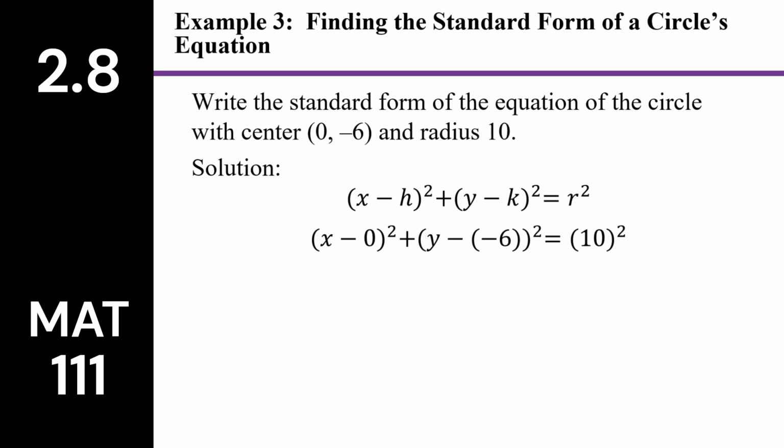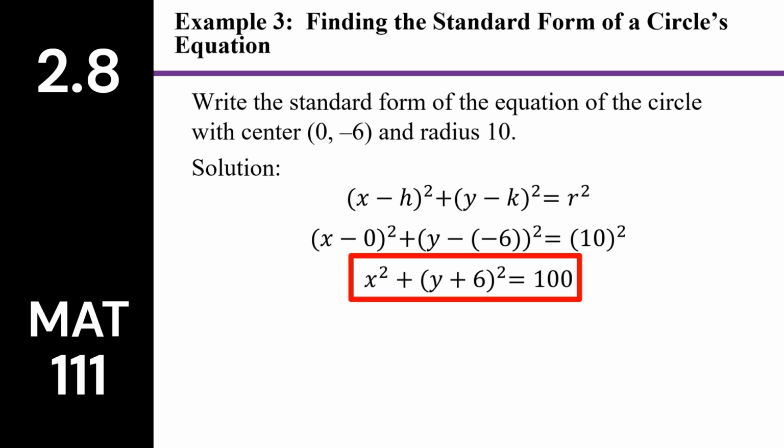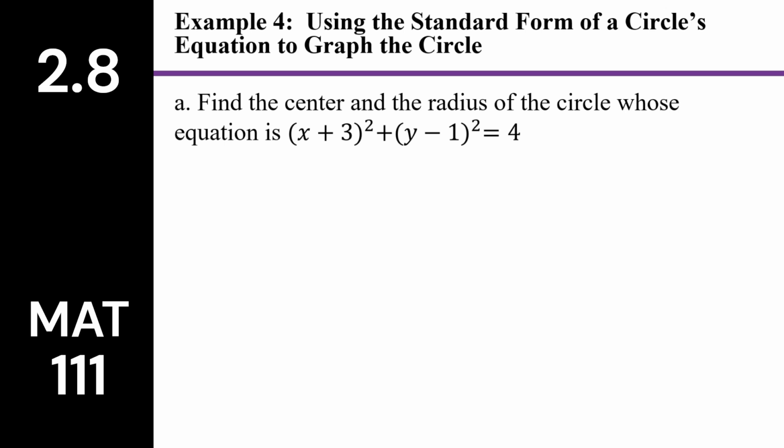We can do some simplifications. x minus 0 can simply be written as x, so that is x squared. y minus the negative 6 is y plus 6. So we get y plus 6 quantity squared equals, and then 10 squared is 100. And there's our equation. In this example, we want to graph this circle. So we'll want to find the center and the radius by looking at our equation.